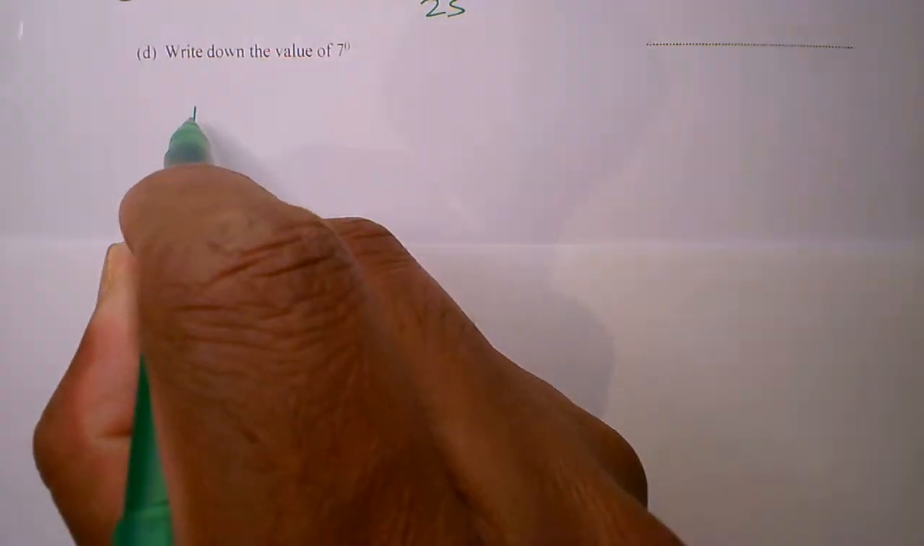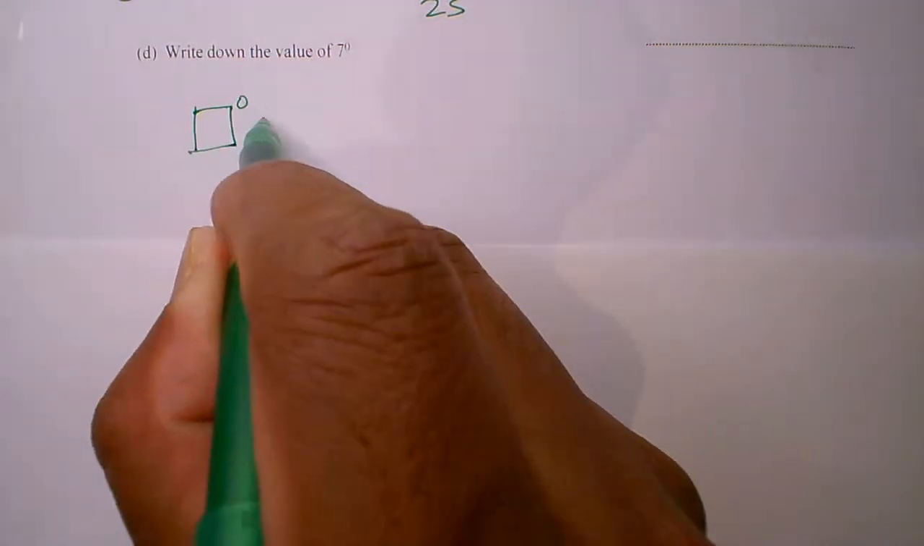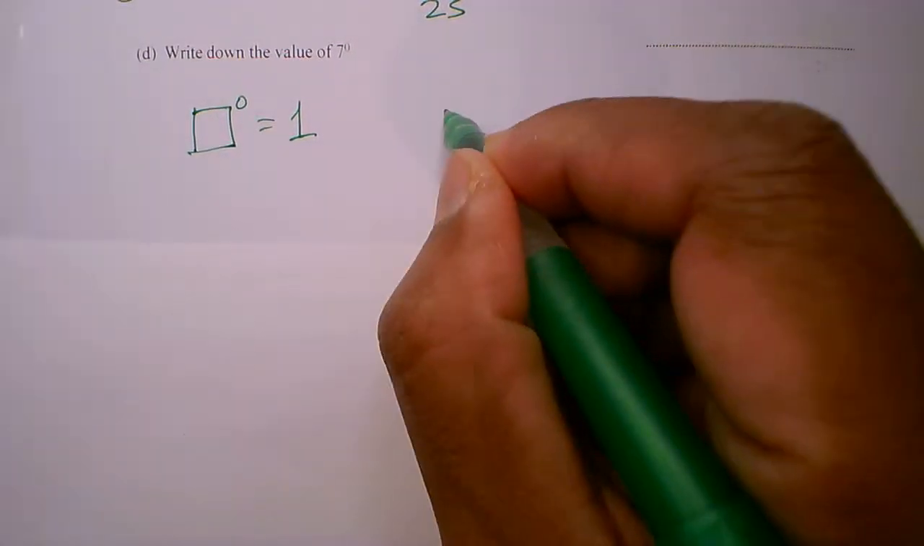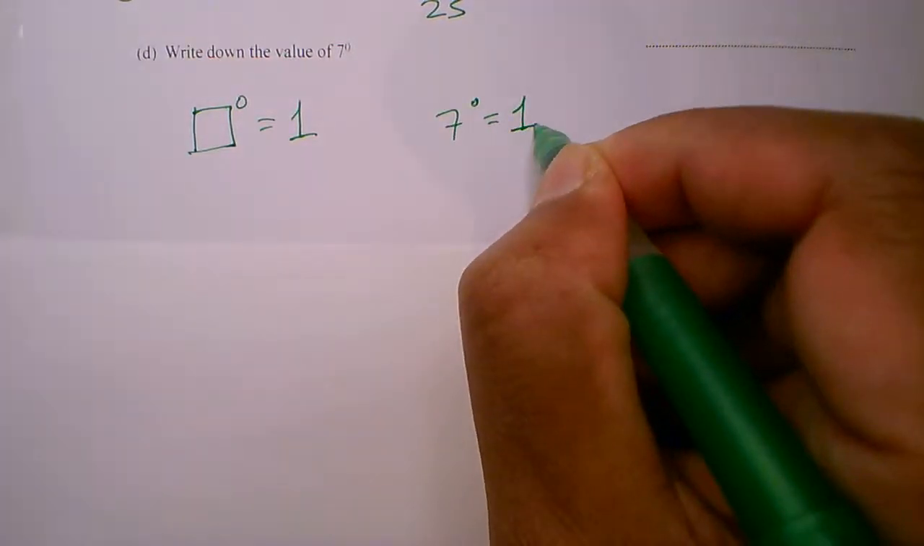All right, this is so easy. Okay, so write down the value of 7 to the power 0. Anything to the power 0 is always 1. So that is my answer: 7 to the power 0 equals 1.